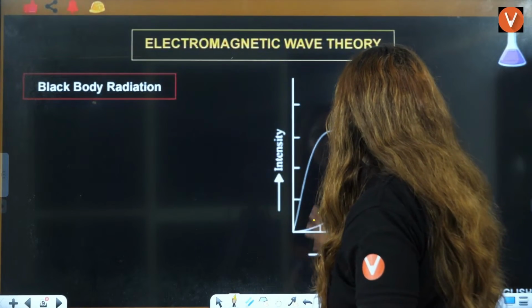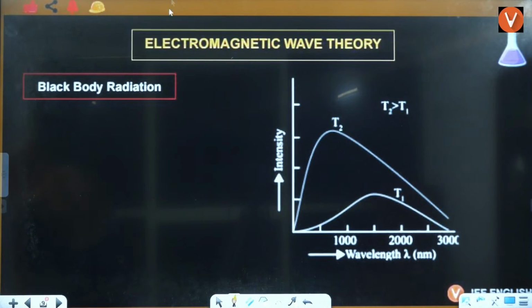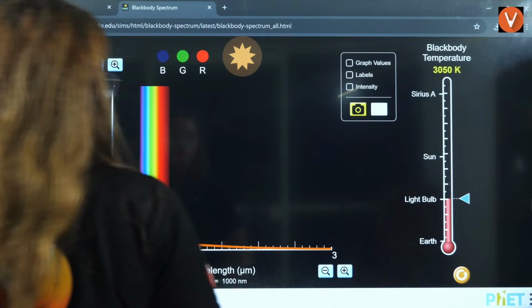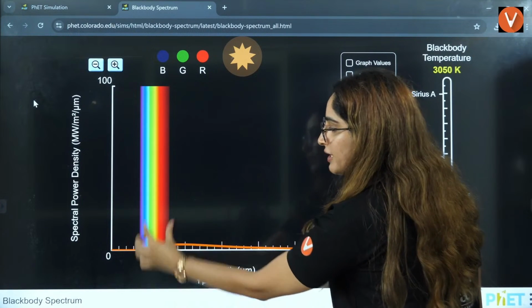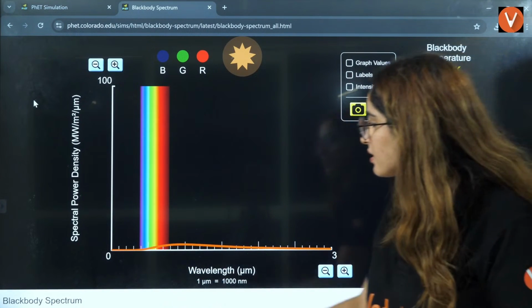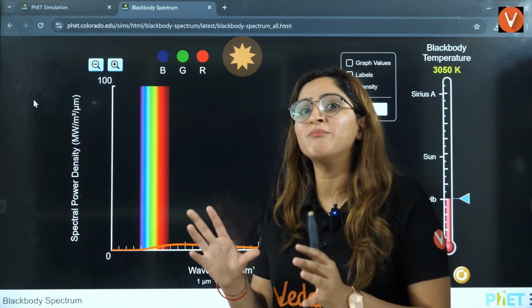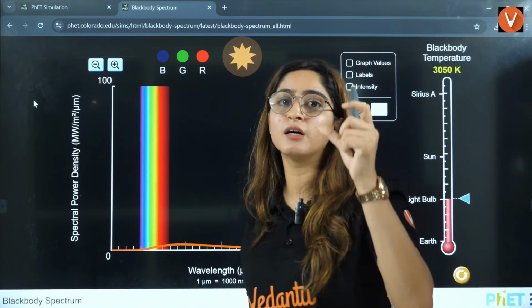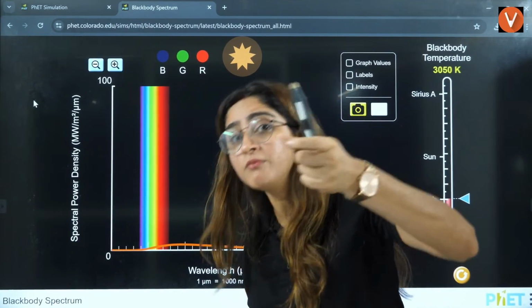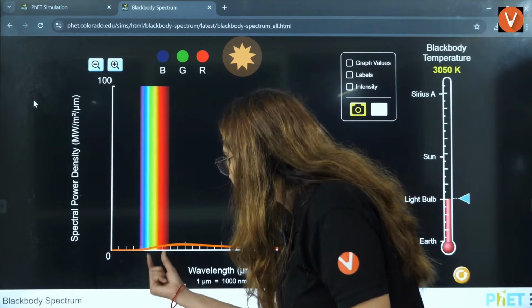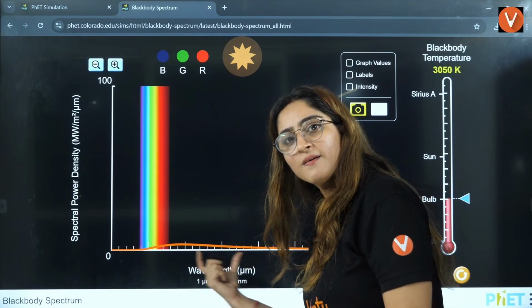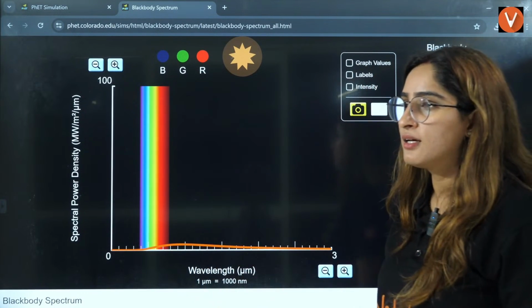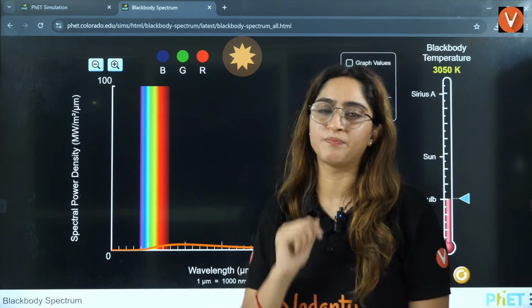Now you will see how it is affecting the graph. If I have a light bulb, you can see that the maximum radiation is over here, not in the visible region. That's why I told you that from a light bulb, we are able to see very minimum radiations, because only this part is in the visible range. The rest is in the infrared range, different ranges that we are not able to see, right?